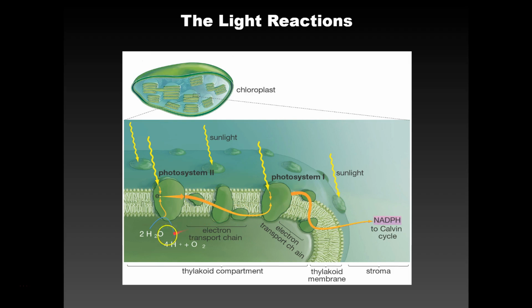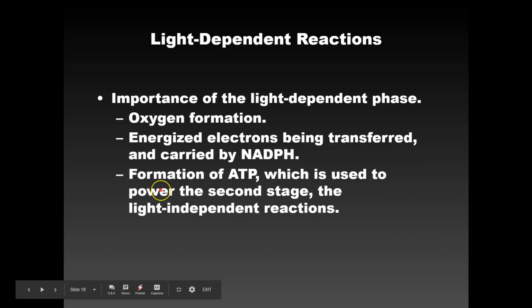It's also kind of important to notice where these different things are happening. So this is happening inside the thylakoid compartment, inside the inner part of the chloroplast here. Okay, and then this electron, this high energy thing, is going to be transferred out here to the stroma, which is just the region inside the chloroplast here, and it's going to go to the Calvin cycle.